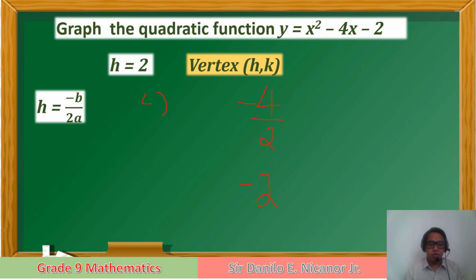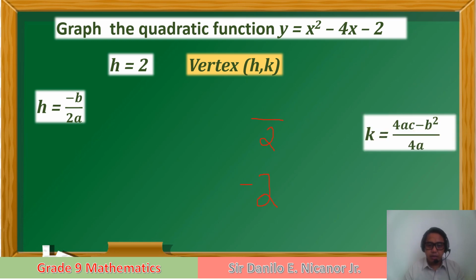And of course, after nating makuha ang ating H, ang susunod natin ay ang ating K. So, we have also formula for K. Yung traditional formula natin sa K ay K is equal to 4AC minus b squared all over 4a. Okay? Or pwede rin itong isang formula natin, since meron na tayong h, mas mabilis. Yung k is equal to c minus a times h squared. So, huwag niyong kalimutan, c minus the parenthesis, no? Don't forget the parenthesis.